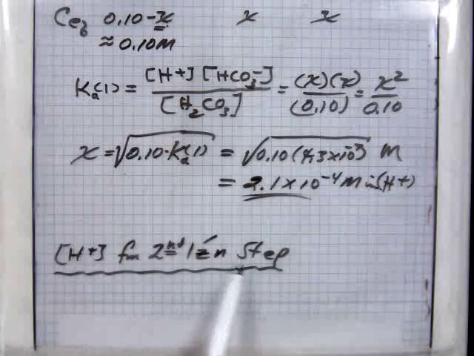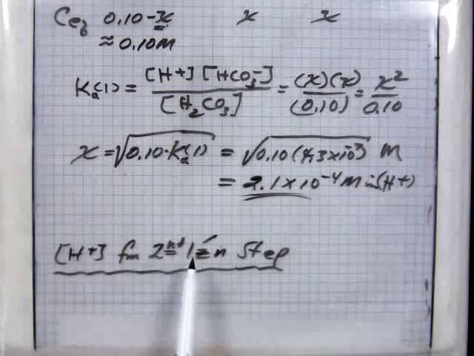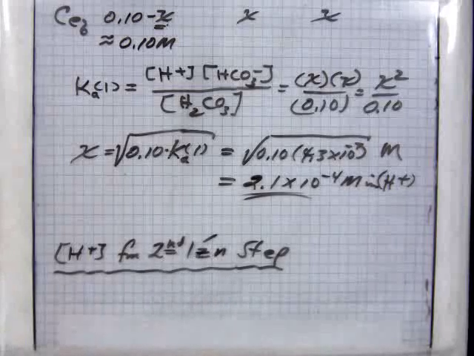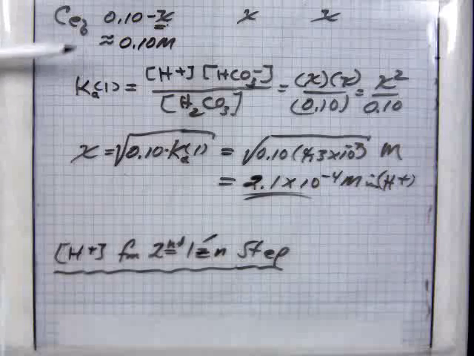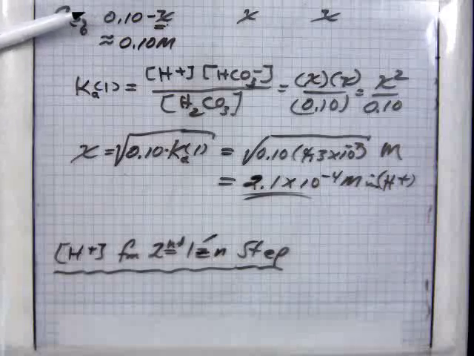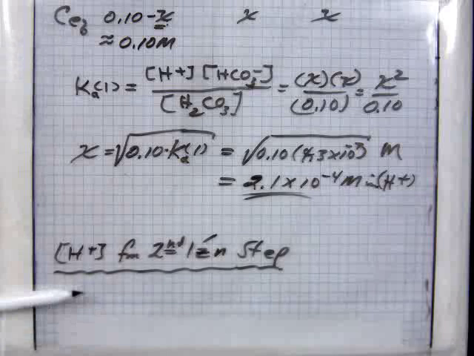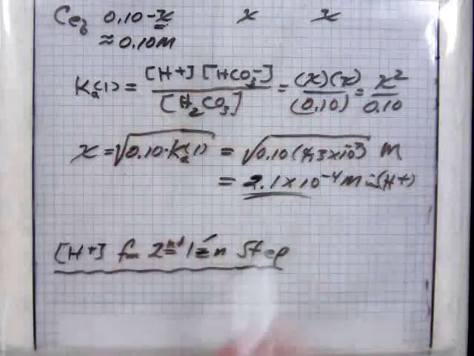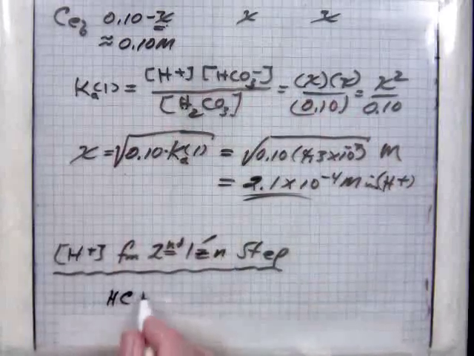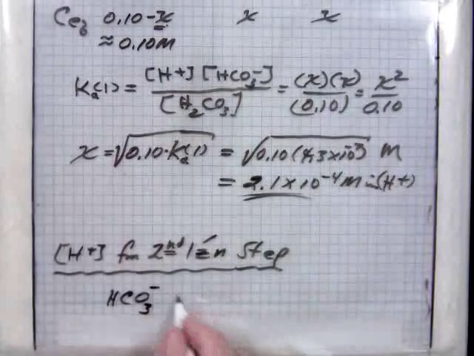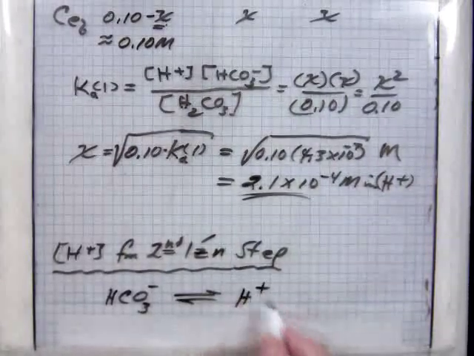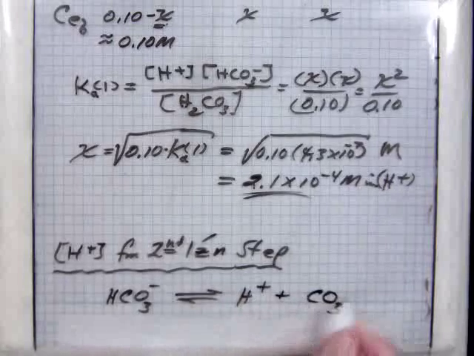Now watch this closely so you won't get confused on the second ionization step. The rule here is whatever the concentrations are at the end of the first ionization step, listen to me carefully, whatever the concentrations are at the end of the first ionization step are the concentrations of the compounds and ions in the beginning or initial step of the second ionization step. That is, the second ionization step will be the bicarbonate ion ionizing, delivering its hydrogen, and then CO3 2 minus.